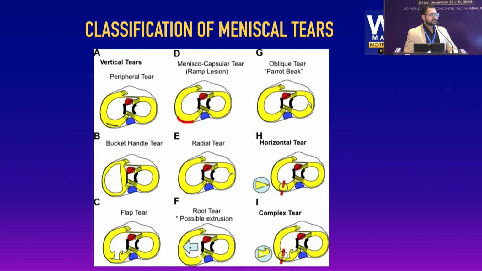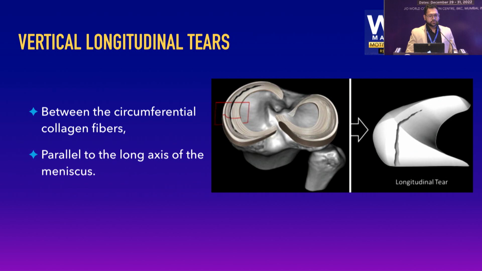Now we go ahead with the main topic, that is the classification of the meniscus tear. As you can see, these are the particular important meniscus tears which we come across in our routine practice. First is the vertical longitudinal tear.